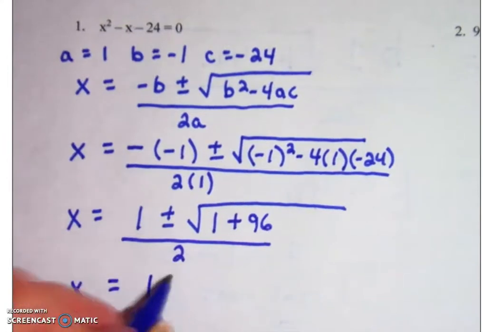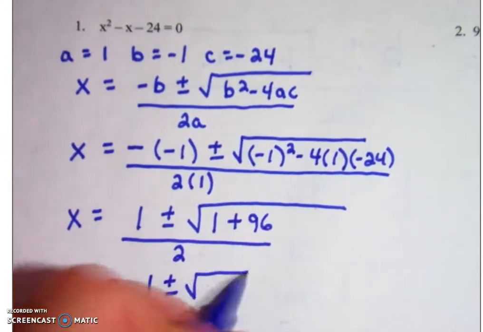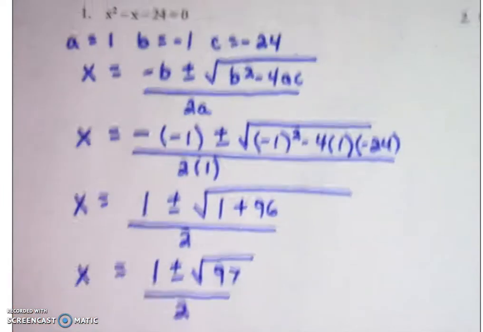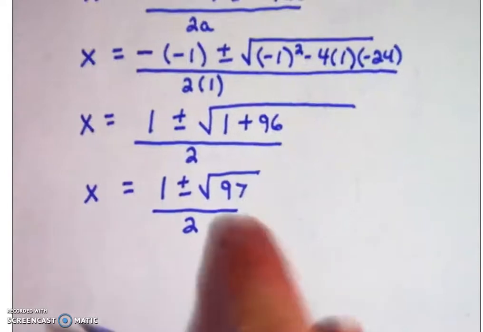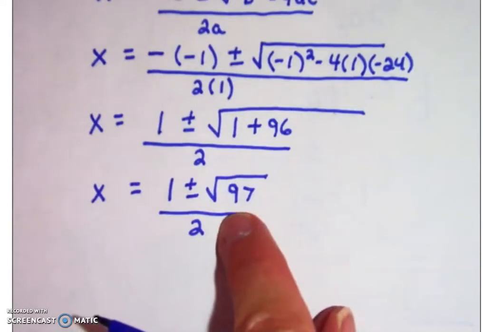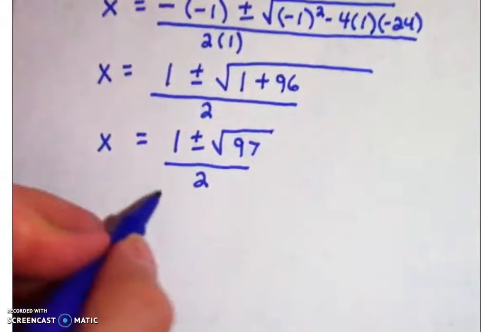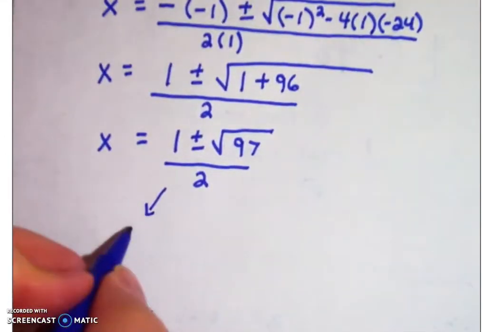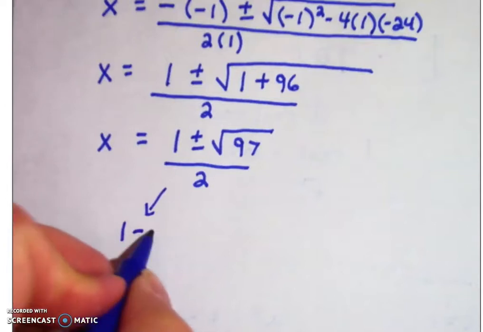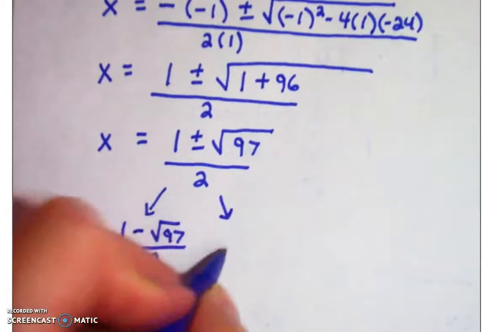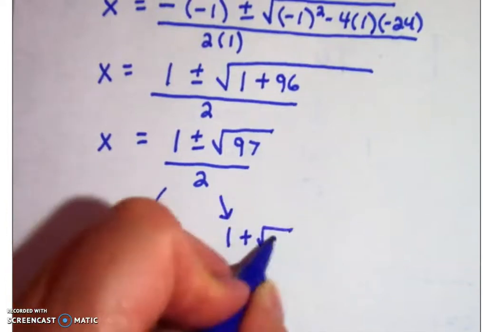Now, look at your discriminant. Your discriminant is what? 97. 97 is positive. That means we're going to get 2 answers here. This is how I want you to show it. Do the minus first. So you have 1 minus the square root of 97 all over 2. And then the other one is 1 plus square root of 97 all over 2.